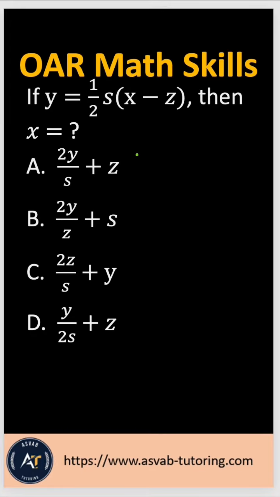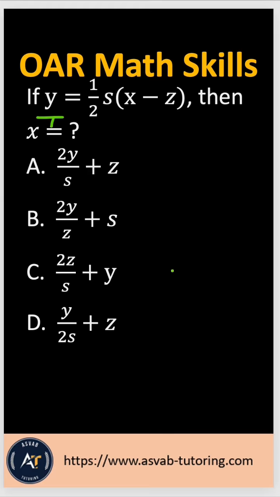Let's practice this math skill question for the Navy Officer Candidate Test OAR. The question says here, if y equals 1/2 times x minus z, then what is the value of x? So what you have to do first in order to solve the problem is cross multiply.